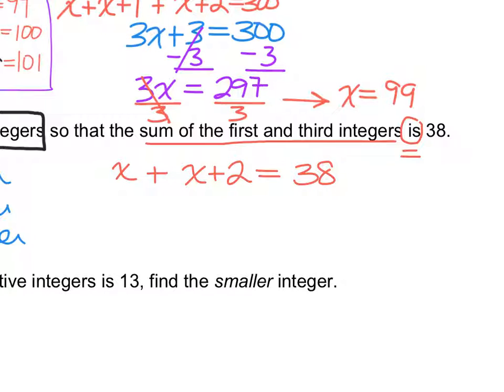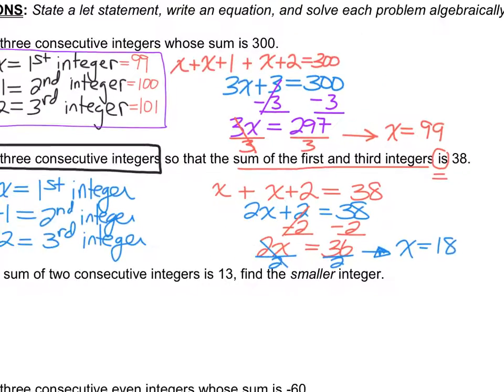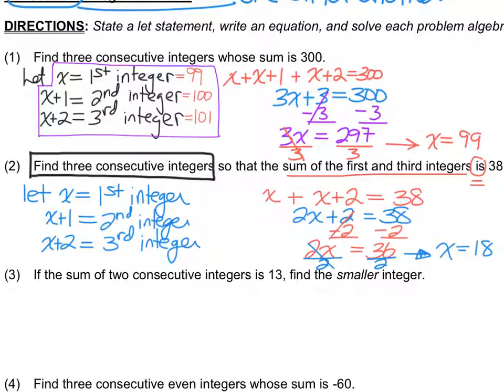Got it. Combine like terms. Subtract 2 from both sides. And then divide by 2. So we have 18 as a result. x is 18. X doesn't always mark the spot. It could mark a spot, just not the only spot. I needed to state all 3 integers that would satisfy this equation, even though the second one wasn't overly relevant.